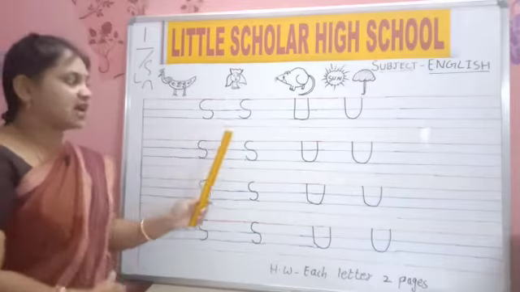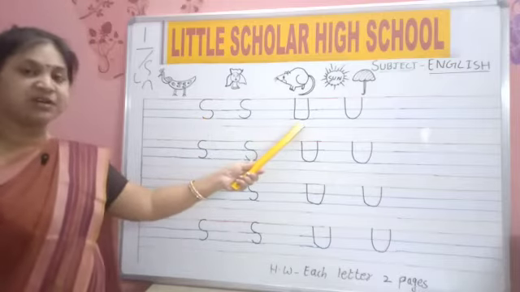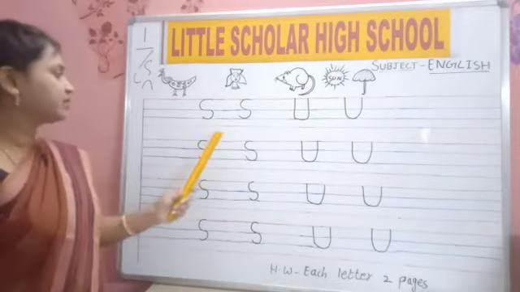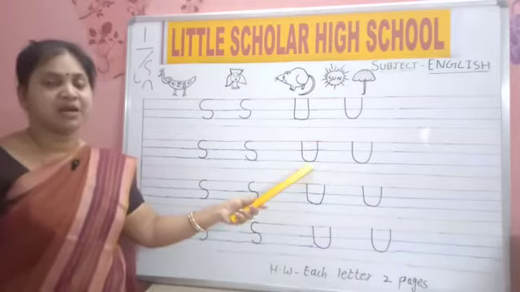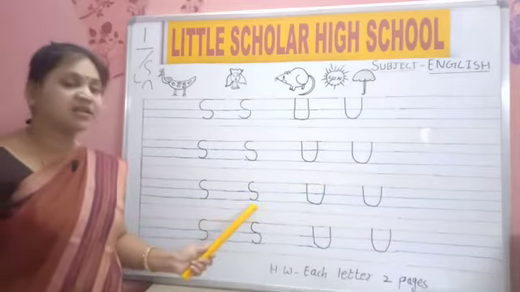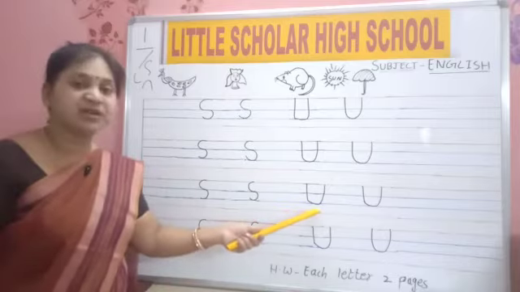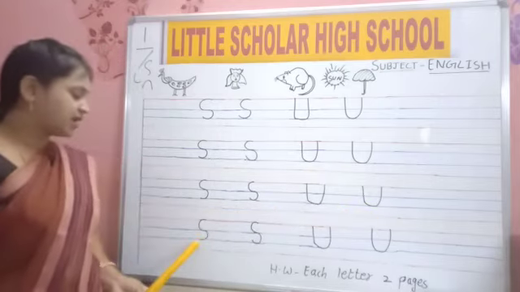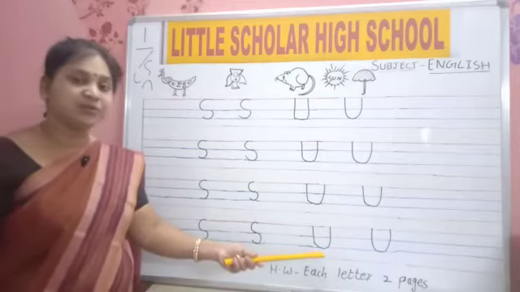Which letters have we learned today? We have learned S and U. S for sun. U for umbrella. Where can we see the sun? In the sky, in the daytime. S for sun. U for umbrella.